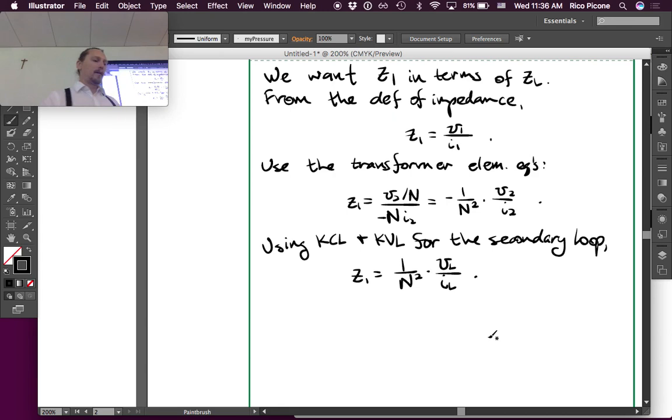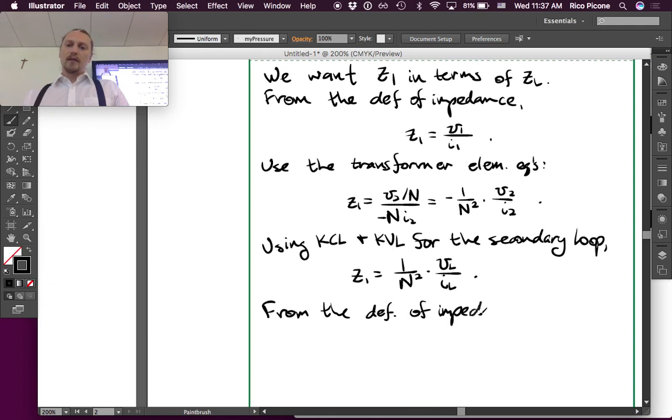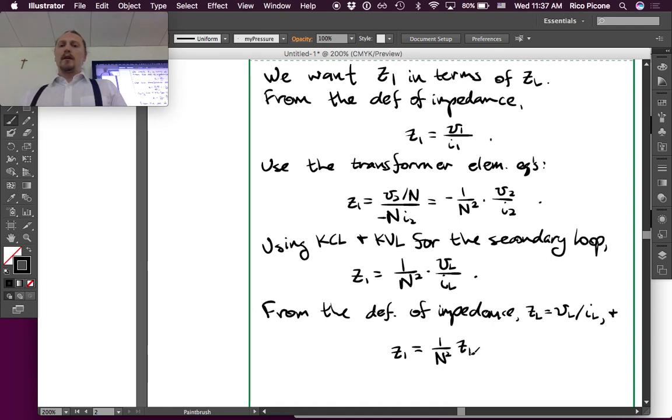Okay, what's the last step? VL over IL. From the definition of impedance, we say ZL equals VL over IL, and we can then finally write Z1 equals 1 over n squared ZL.